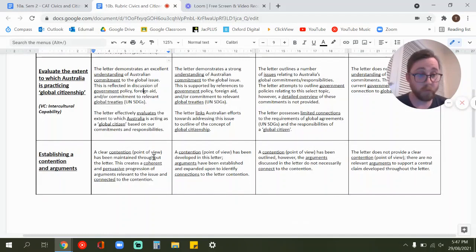You guys worked quite hard on this in our history essay, so you should know what it means to have a contention. You need to have an opinion. You need to have a point of view. A clear contention has been maintained throughout the letter. This creates a coherent and persuasive progression of arguments relevant to the issue and connected to the contention.